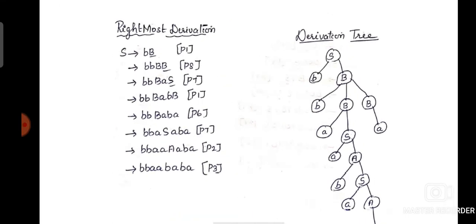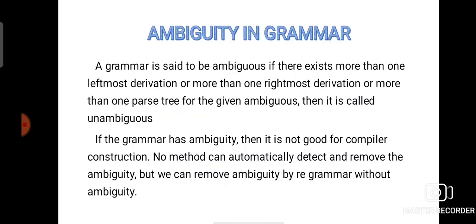And in the rightmost derivation, in each step we will resolve the rightmost non-terminal. We will perform the substitutions for the rightmost non-terminal variables. So this is what happens in the rightmost derivation. And we can construct the derivation tree for either leftmost or rightmost derivation processes.